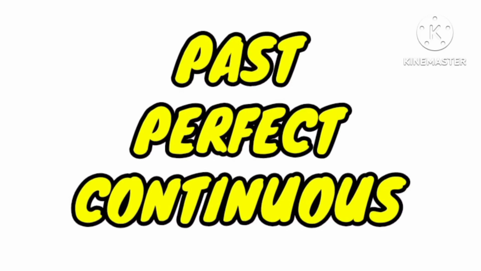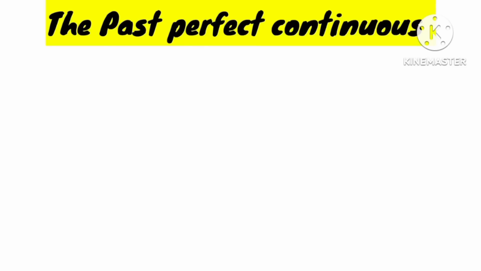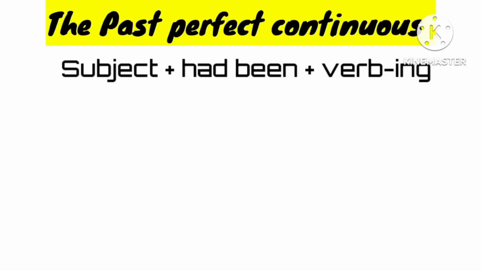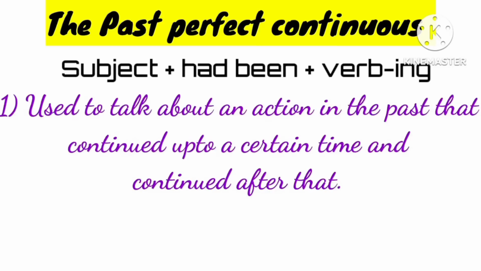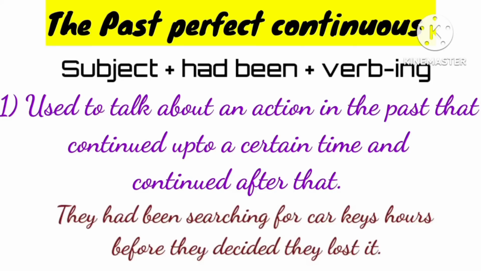Next, coming to the final tense of past tense, that is past perfect continuous tense. The structure of past perfect continuous tense is subject plus had been plus verb ing. It is used to talk about an action in the past that continued up to a certain time and continued after that. For example, they had been searching for car keys hours before they decided they lost it.